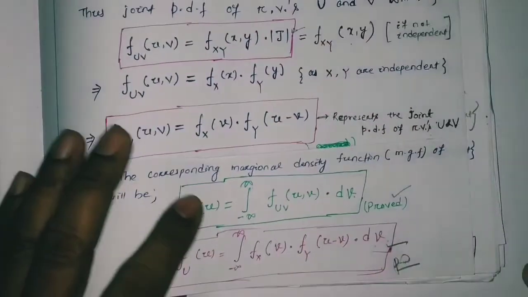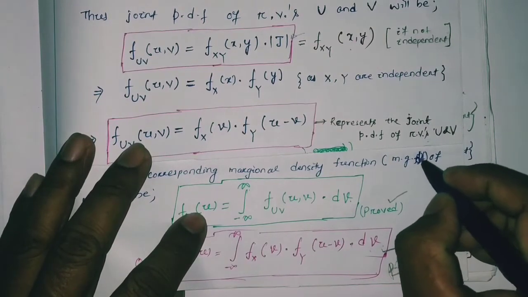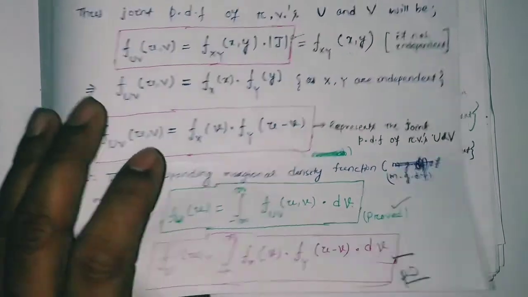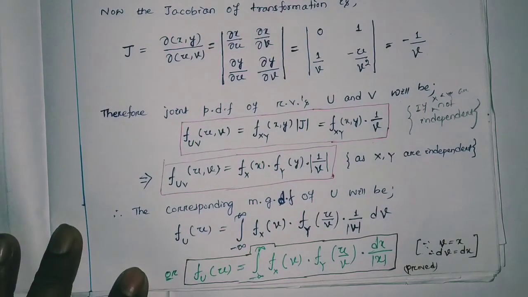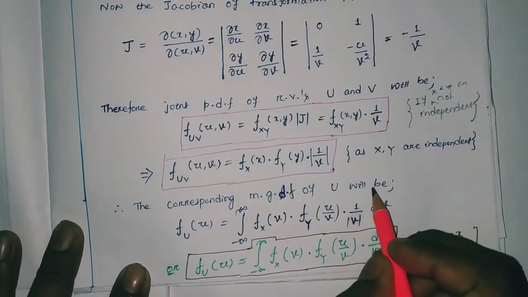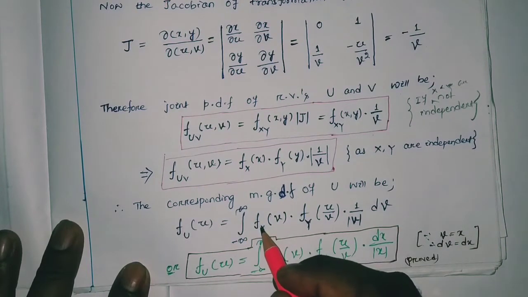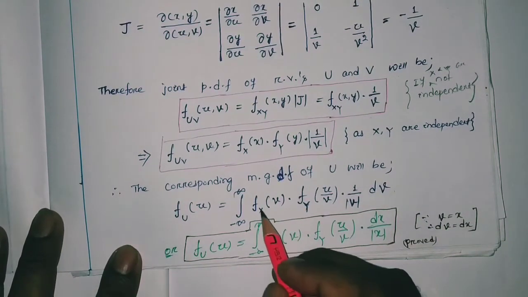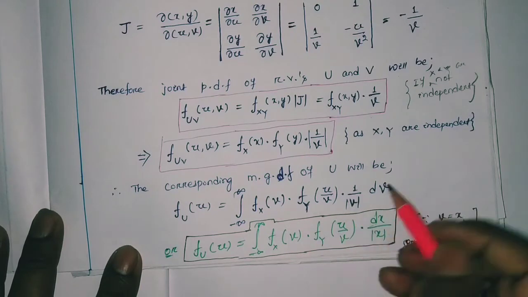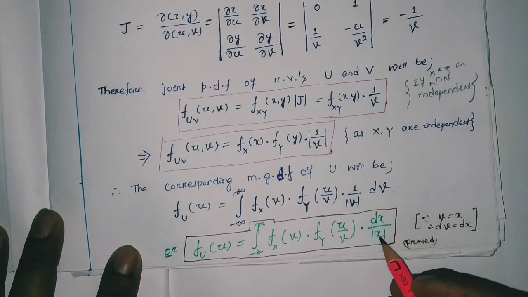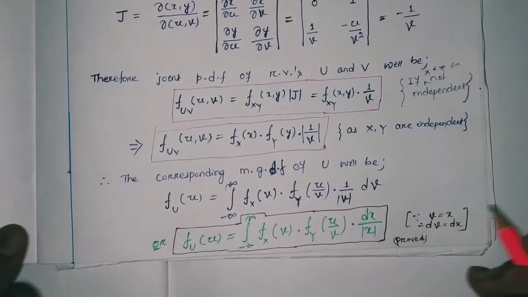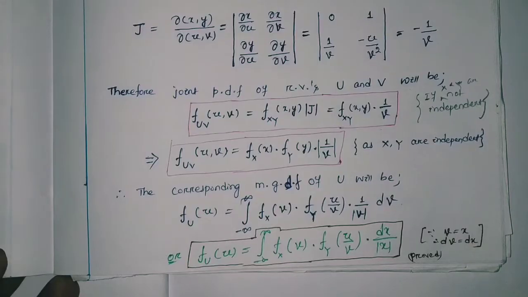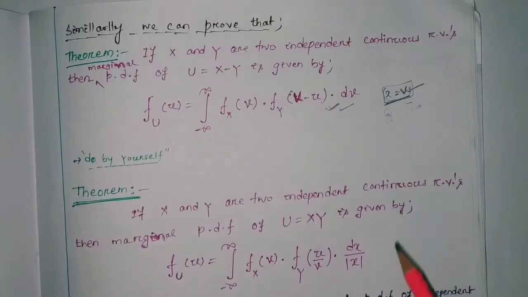So here also you have to change mgdf, marginal density function. Just consider this is your mgdf, marginal density function, or sometimes it is called the marginal probability density function, will be equal to f of u equal to minus infinity to plus infinity, this one, into 1 by v into dv. Or we can write the same thing instead: here instead of v we can write mod x, right, because we have considered that v equal to x, so dv equal to dx. So hence it has been proved, you can see.